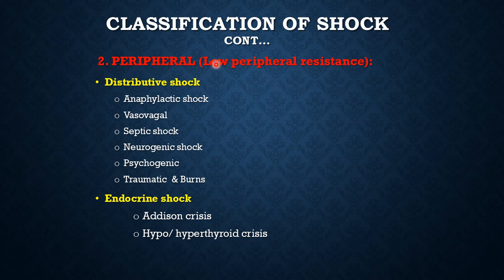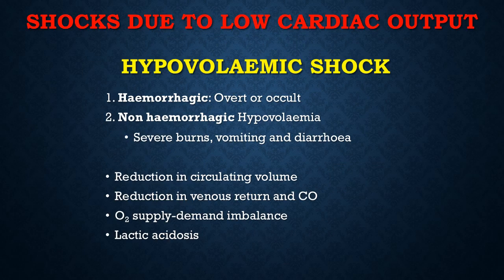The primary pathology is low peripheral resistance. Either the volume is shifted out of the intravascular compartment, or suddenly the intravascular compartment dilates so much that there is not enough blood to fill the intravascular compartment with adequate blood pressure. This is distributive shock. Then in endocrine shock, Addison's crisis, and thyrotoxic storm, you also see low peripheral resistance, a state like dehydration.